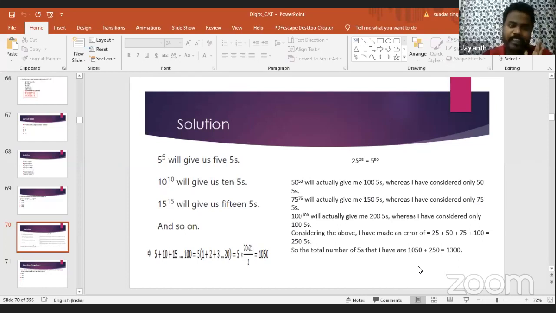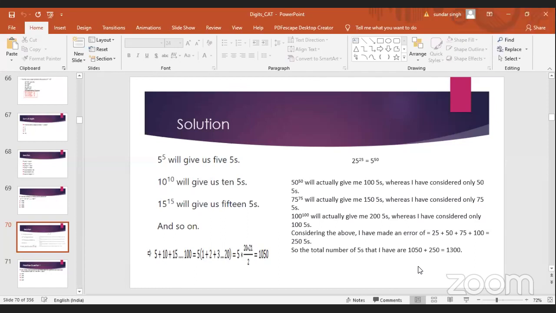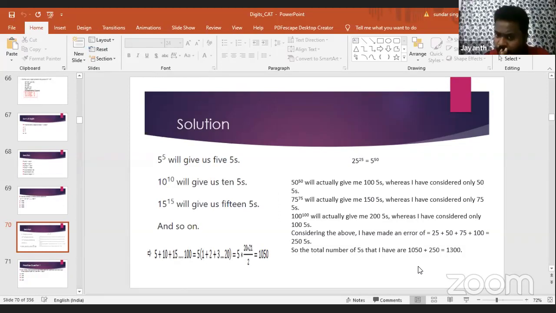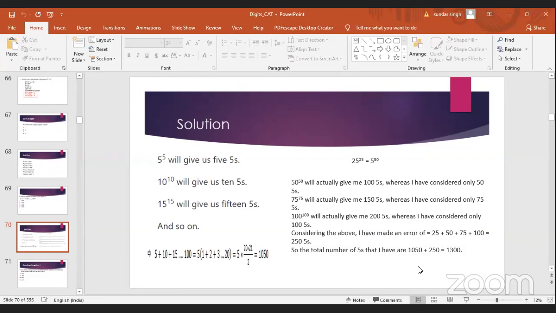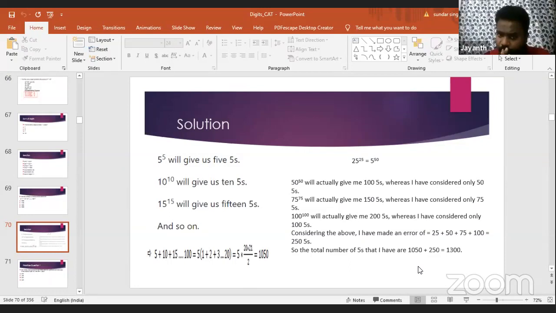But they don't examine you. This is somewhat beyond your company-specific training question, but this is a CAT question. The second part I really did not understand, sir. From 25 to the power 25 is equal to 5 to the power 50, and so on, the explanation that you have given. You don't understand that one? No, sir, I did not.